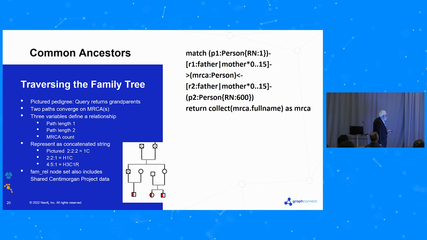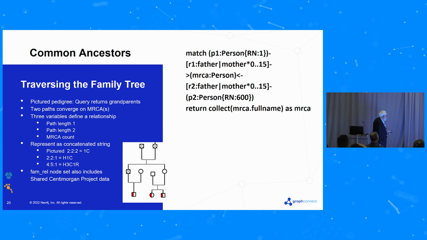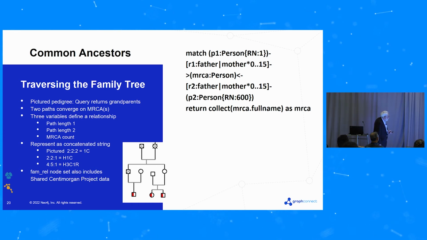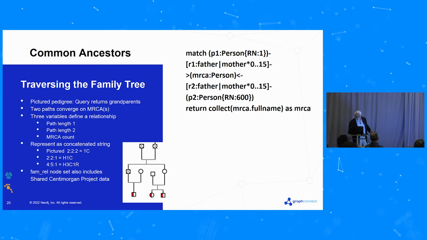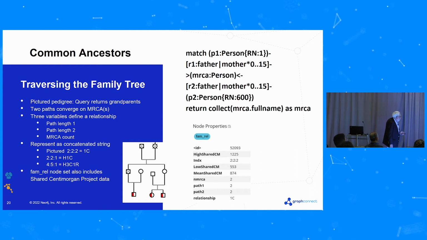But now we have 3 variables. We have path length 1, path length 2, and the number of common ancestors that have been found. So in this case, we would have a concatenated string, which we use as an index: 2, 2, and 2. 2 hops here, 2 hops here, and 2 ancestors who were found. So we have another set of nodes in which we can look up this index and see that that's a first cousin.